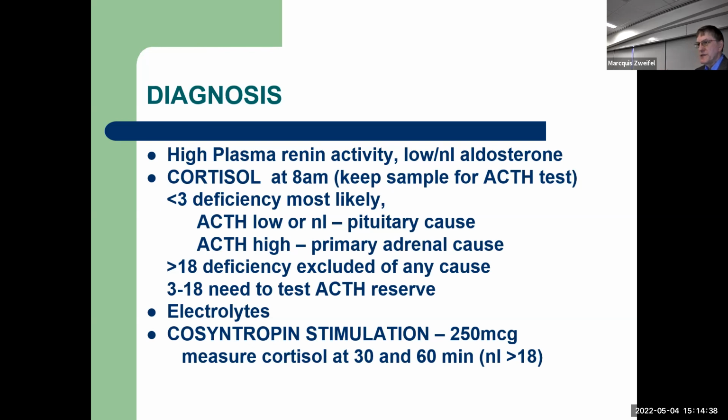You can do a cosyntropin stim test any time of the day or night here, and they'll run those cortisols right away. So you'll have an answer in an hour and a half. All you have to do is run it. You don't have to necessarily wait for the results before you do that. And again, they can be on dexamethasone. We give 250 micrograms of ACTH, which is cosyntropin, and measure a baseline, 30 minutes, 60 minutes.